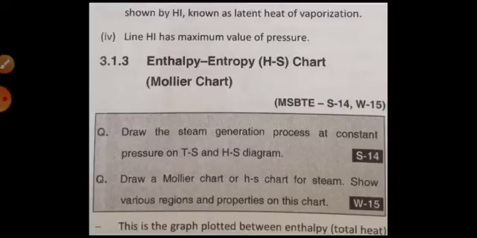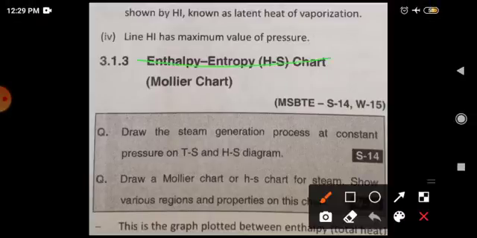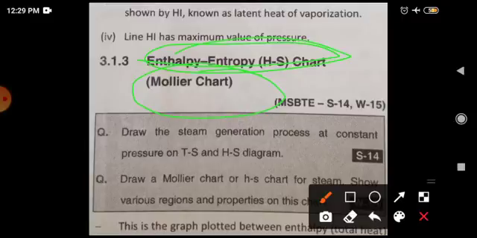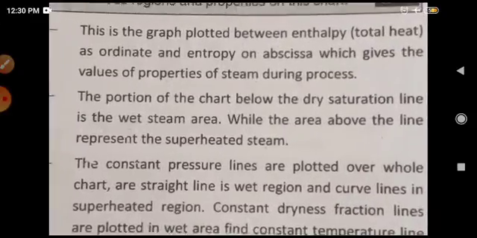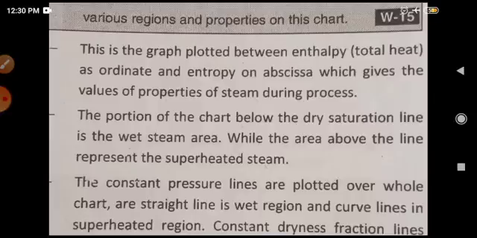Now the next chart we are going to discuss is enthalpy versus entropy, the H versus S diagram, also called the Mollier chart, which is very useful for solving these problems. This is the graph plotted between enthalpy, that is total heat, as ordinate, and entropy on abscissa, which gives the values of properties of steam during a process. The portion of the chart below the dry saturated line is the wet steam area, while the area above the line represents superheated steam.